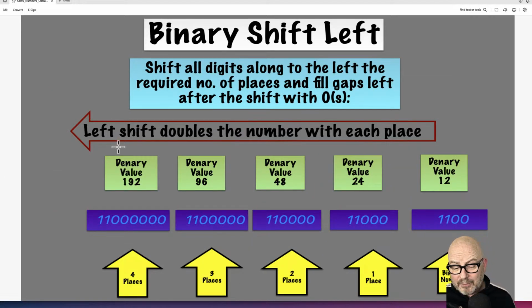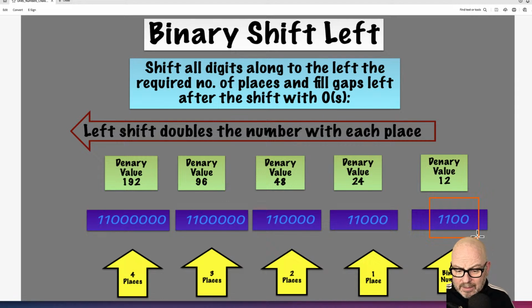Okay, so let's talk about left shift now. Left shift means shifting all the digits to the left. If I start over here, let's look at this one. This is the binary number, and in the exam they will say, take this 4-bit number, and 4 bits, because it's got 4 digits, or 8 bits, 8 digits. They don't give you more than 8 bits, 8 digits in binary.